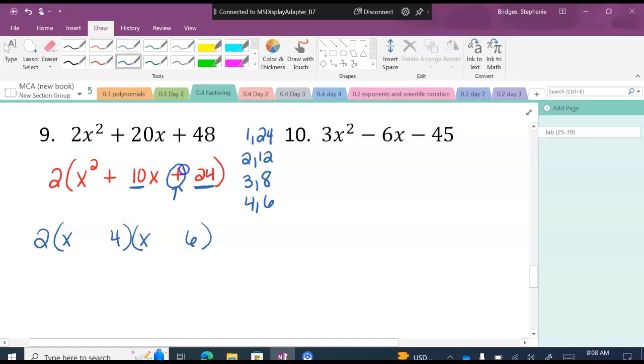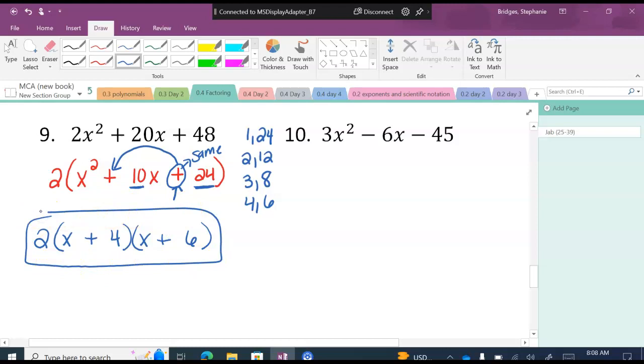Are my signs going to be the same or different? They're going to be the same because my second sign is a plus. And what are they both going to be? Plus. So my final answer for this one is going to be 2 times x plus 4 times x plus 6. Or you could write 2 times x plus 6 times x plus 4, as long as that 2 is in the front. You factored it out, so it has to come down with you as you go. Is everybody okay with that one?